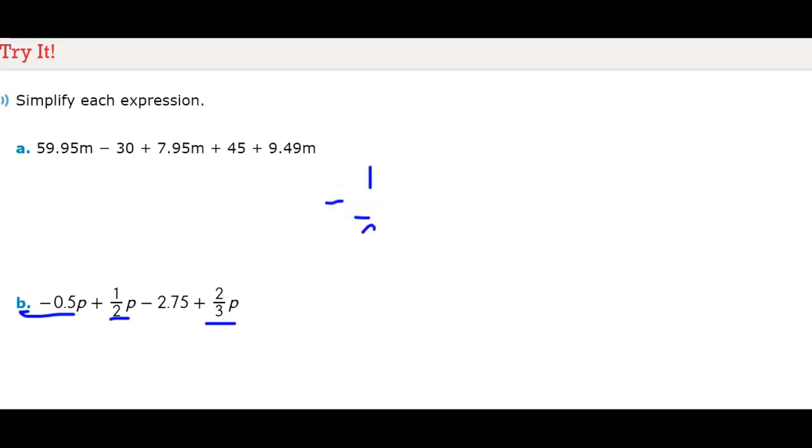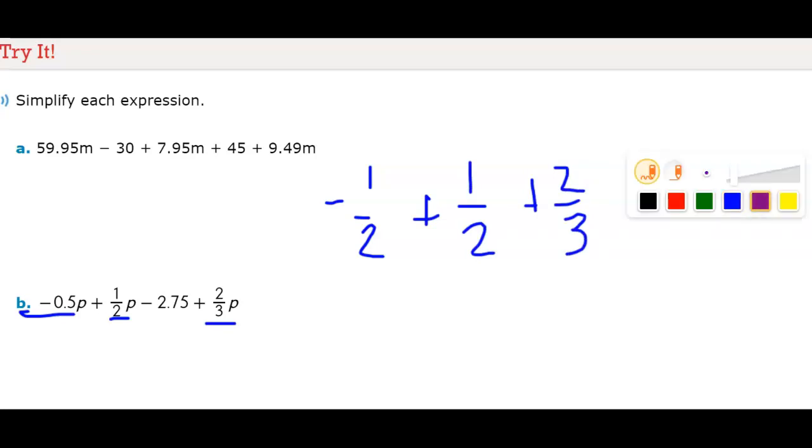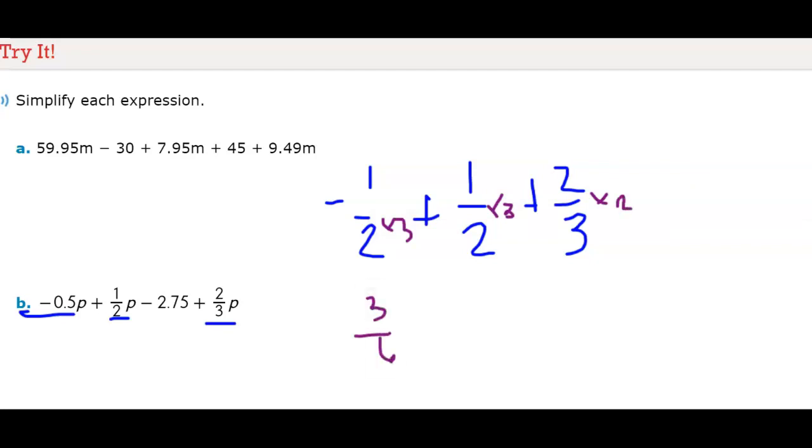So I have -1/2 plus, and I'm just doing the numbers, not the variables, plus 1/2 plus 2/3. And all my denominators have to be the same. So I'm going to look for a common factor, which I know is 6. I'm going to multiply this by 3 and this one by 2. So now I have -3/6 plus 3/6 plus 4/6. And when I add them all up, 3 plus 3 is 6, 6 plus 4 is 10. So I have 10 over 6.